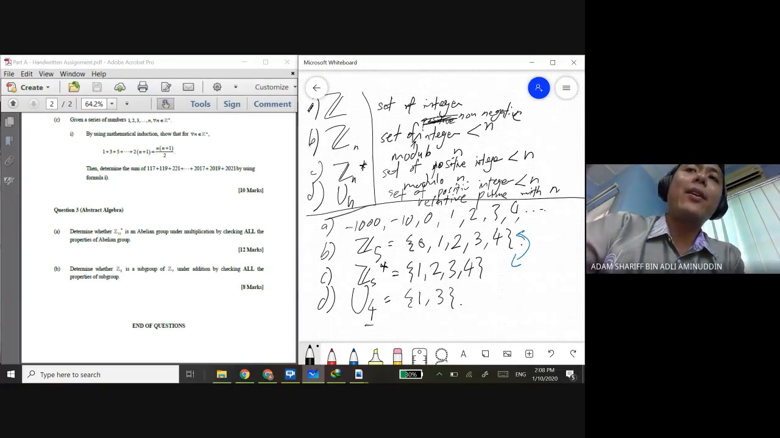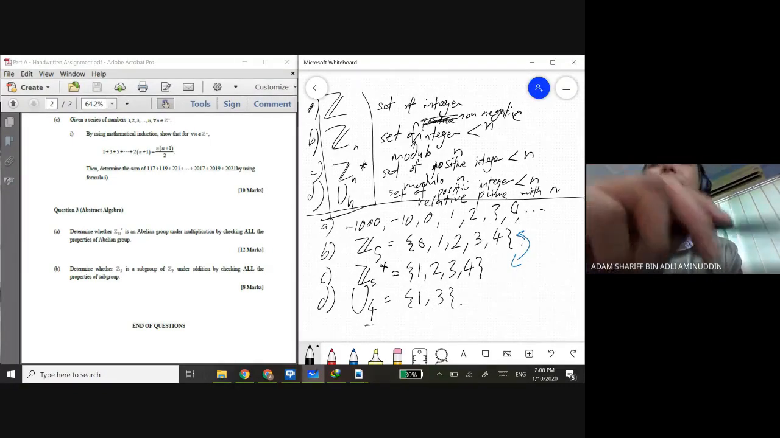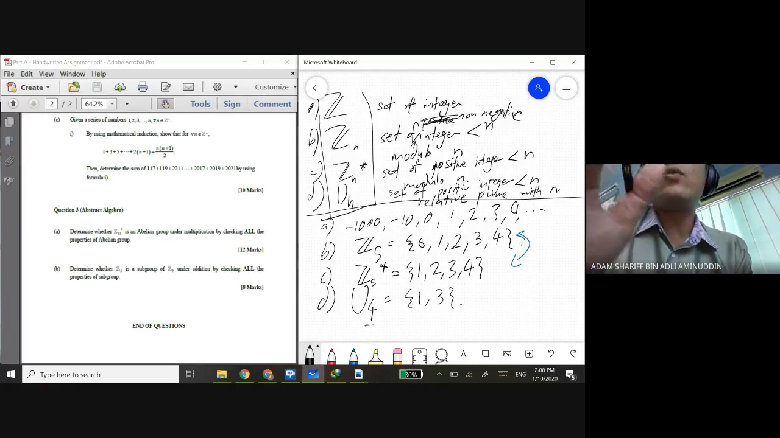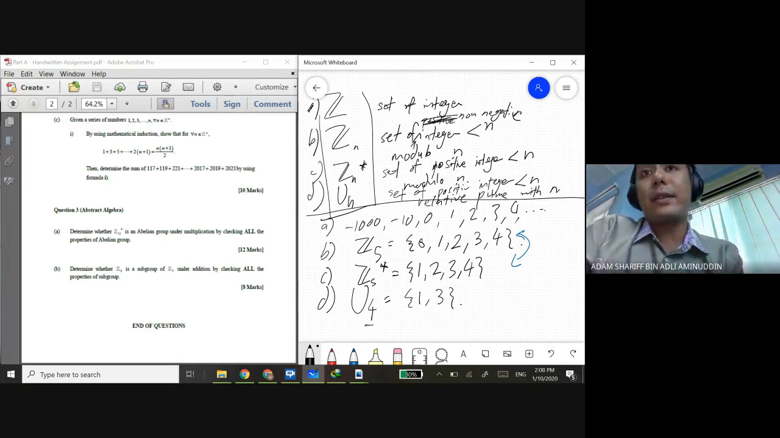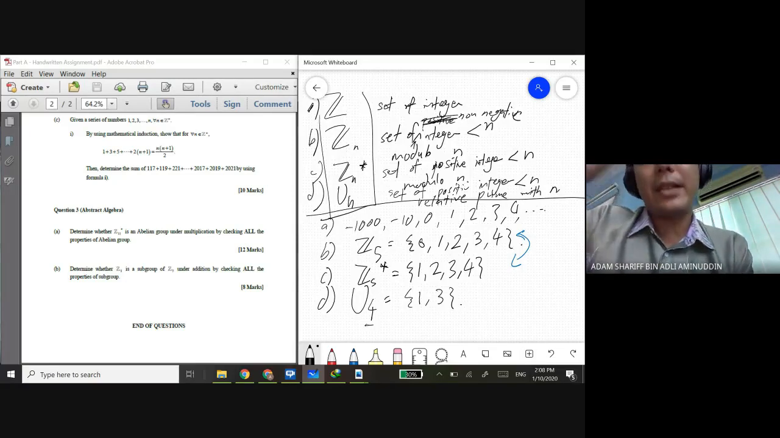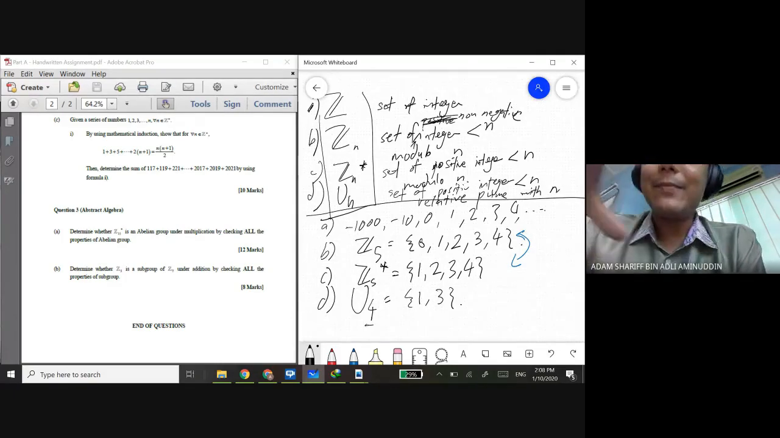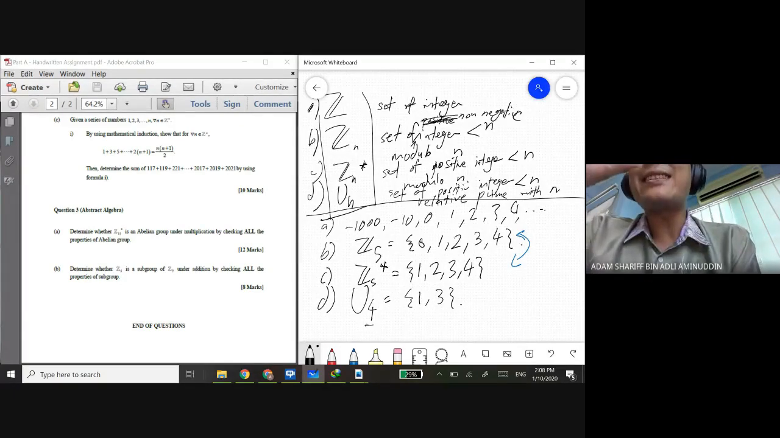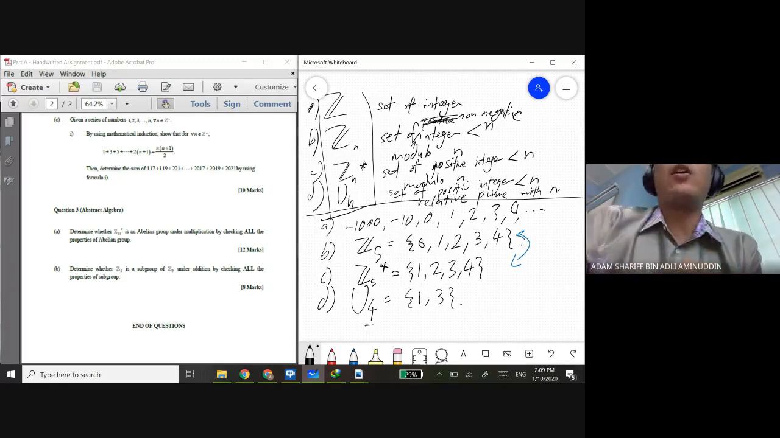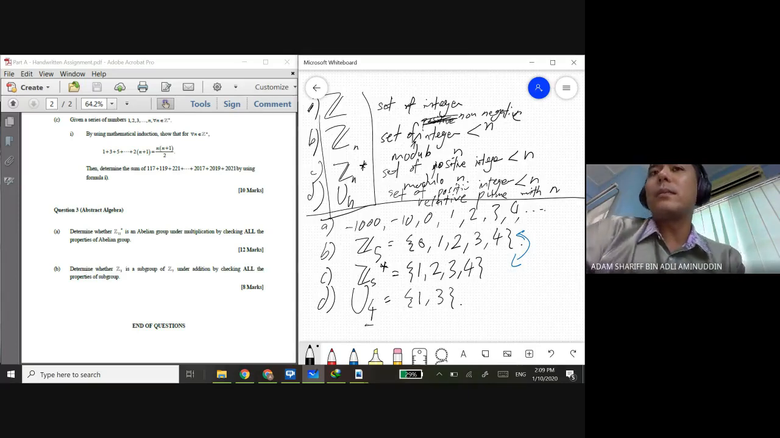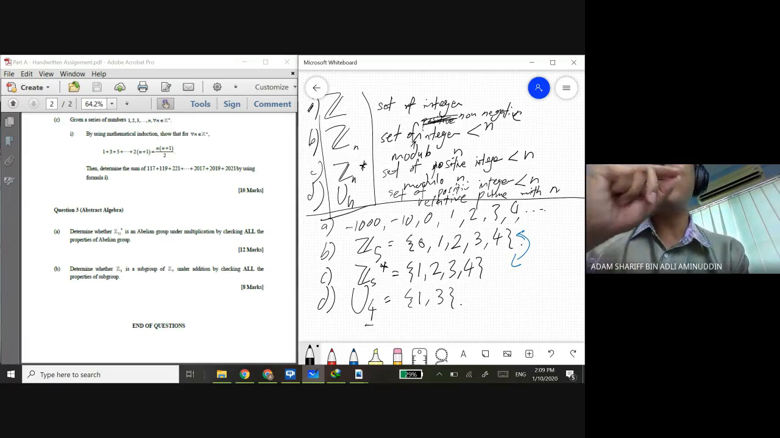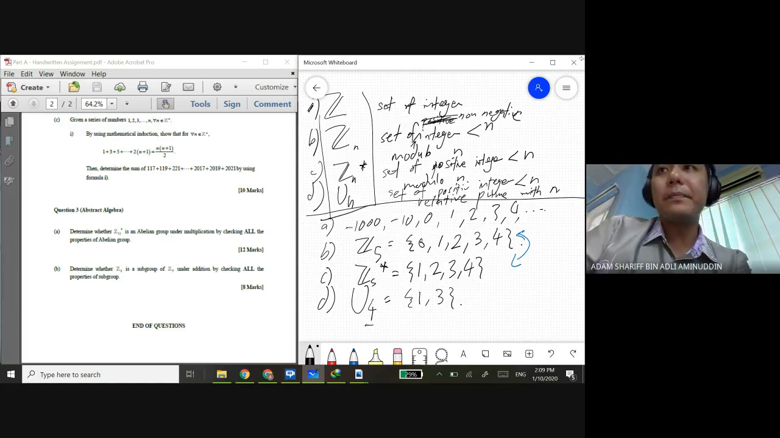So there are various kinds of representation of the group G here: Z, Zn, Zn star, Un. Please master every kind of these. If you mistakenly identify the elements inside G, then everything you do below will be wrong. This is the fundamental part. Do not make mistakes at the definition of every set.